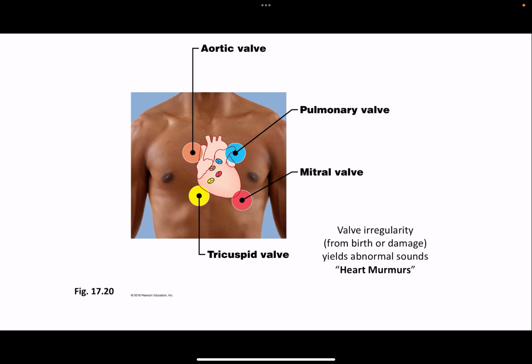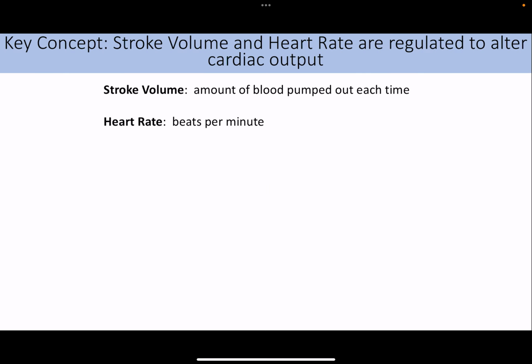So some other abbreviations or terms you should know. Stroke volume is the amount of blood that's pumped out each time that the ventricles go into systole. So how much blood are we ejecting? Your heart rate is how fast is it working? How many beats are we getting per minute? How many contractions are we getting per minute?